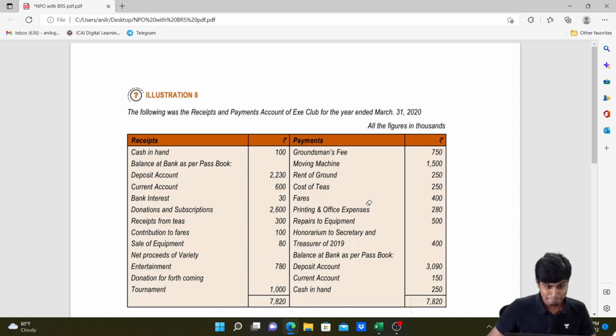Going ahead, it was a request from the student community that sir, please solve a question of NPO with maximum adjustments possible. In the quest of this, I found this beautiful question from our ICA material. This is question number 8 from ICA material, which is also there in our issues material.